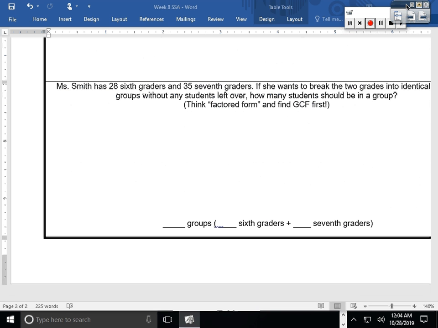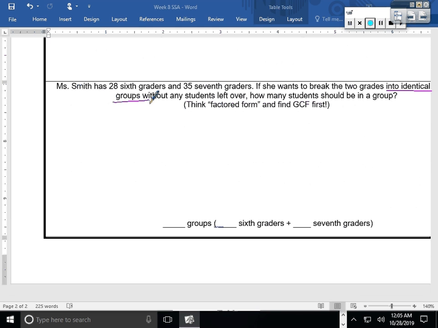This last one says, Ms. Smith has 28 6th graders and 35 7th graders. If she wants to break the 2 grades into identical groups without any students left over, how many students should be in a group? Oh, this reminds me of a field trip. If I was taking these 28 6th graders and 35 7th graders on a field trip, I don't want to leave anyone behind. And I want my groups to be the same size, so one parent doesn't say, that's not fair. You have fewer students than I have. I want it to be the same. So I like this piece that says, into identical groups.